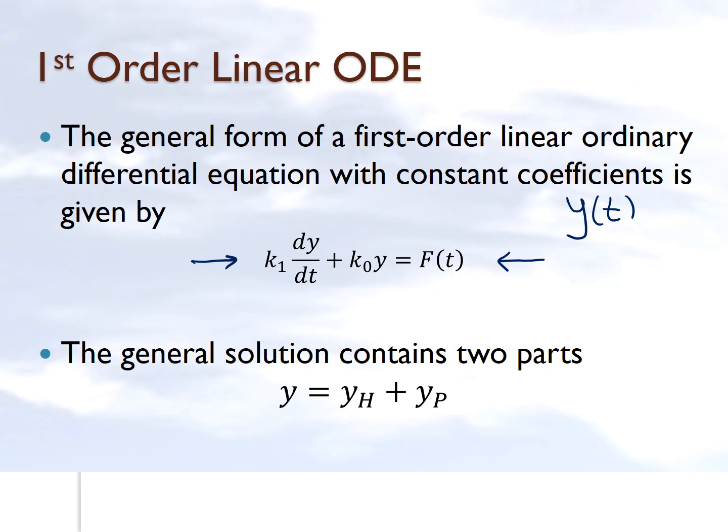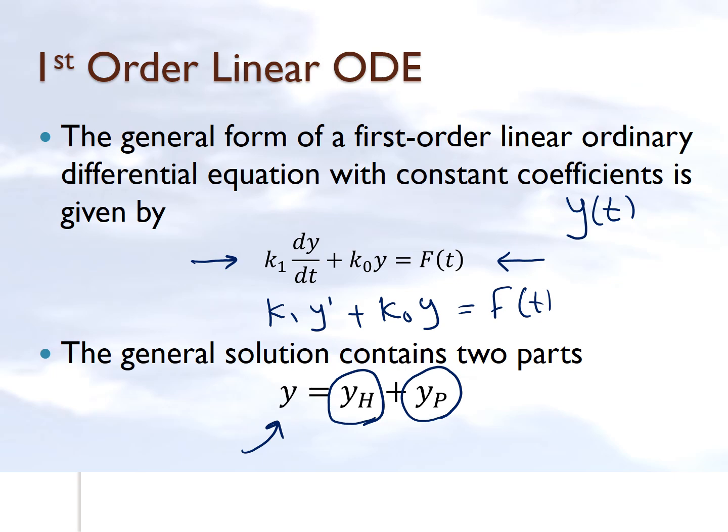Another way we can write down this differential equation is by using this format: k1 y prime plus k naught y equals f of t. This prime here is equivalent to taking the first order derivative. In general, the solution y has two main components, yh, which we call the homogeneous solution, and yp, the particular solution, and the total solution or the exact solution is the superposition of these two components. Let's visit each of these two components and see how to solve for them.